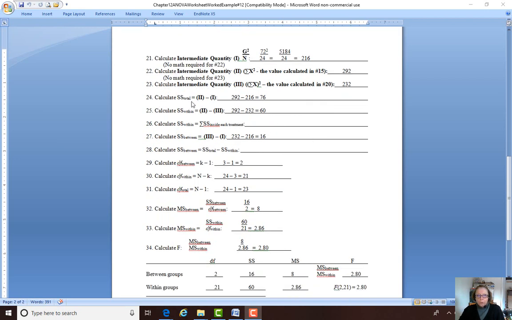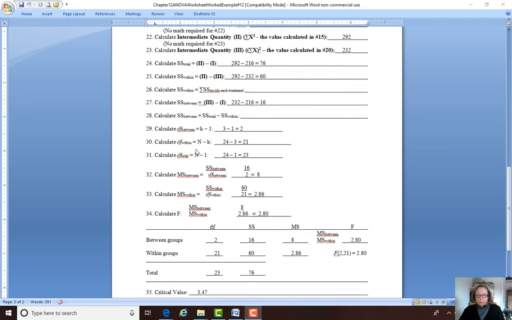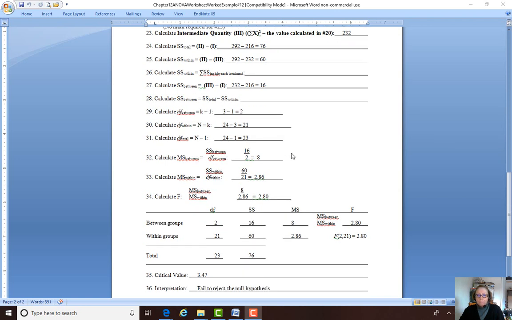So once you've calculated those, sum of squares total and within and between, the next three steps you're going to be calculating are degrees of freedom between, degrees of freedom within, and degrees of freedom total, and K stands for the number of treatment groups. We have 3 treatment groups. K minus 1 gives us a 2. The overall N of 24 minus the number of treatment groups of 3 is where 21 comes from. And then the overall N of 24 minus 1 gives us our DF total of 23.